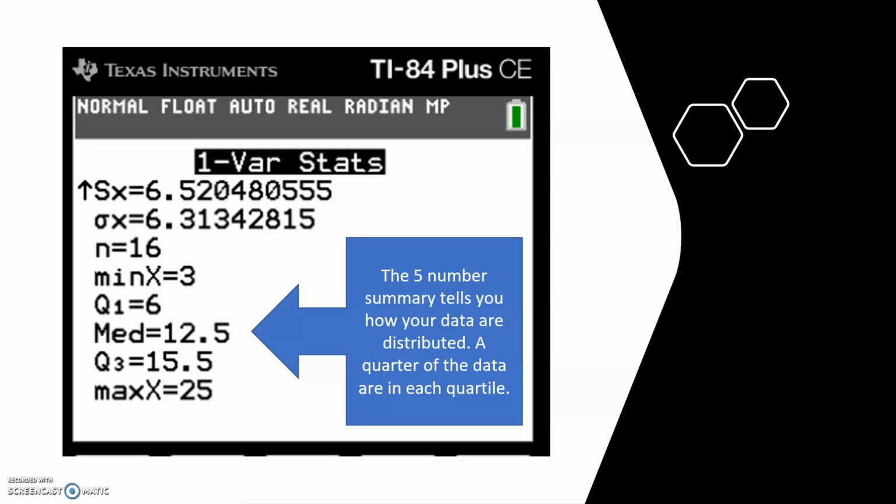What the 5-number summary tells you is that a quarter of your data, 25% of your data, is going to be between 3 and 6. A quarter of your data is going to be between 6 and 12.5. And a quarter of your data is going to be between 12.5 and 15.5, and another quarter is going to be between 15.5 and 25.